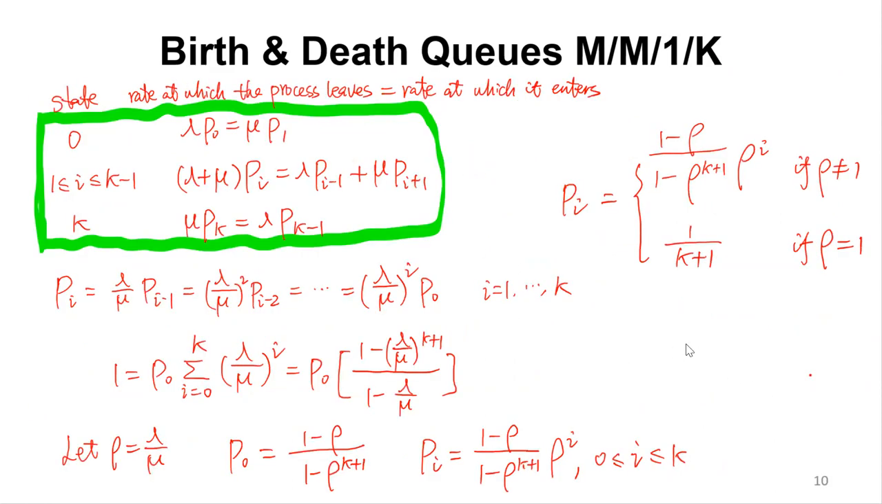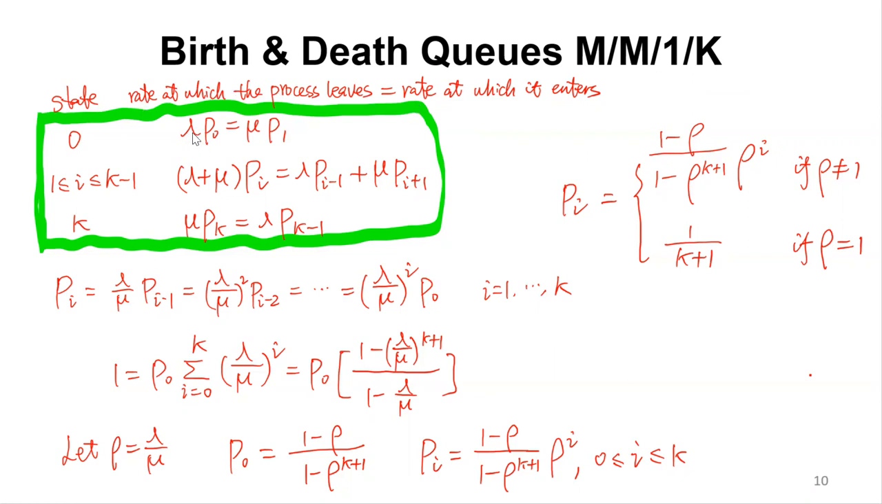Okay, so far we have talked about the infinite capacity. Now let's suppose we add a capacity K. So this will be finite capacity. Still the same: the rate at which the process enters a state equals the rate at which it leaves the state. This is balanced.